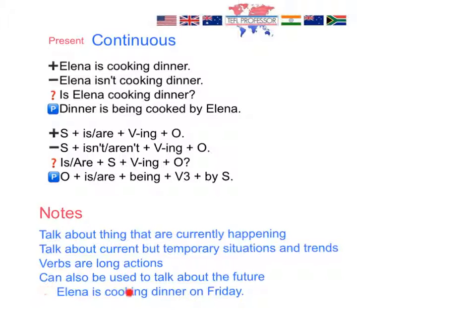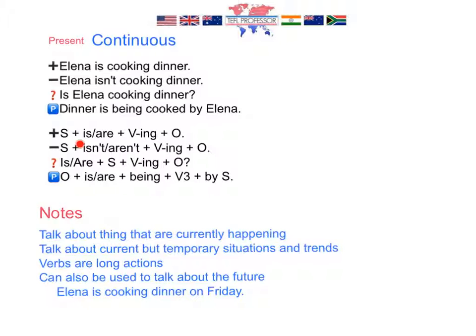It can also be used to talk about the future. As you see here, Elena is cooking dinner on Friday. If we add a future point of reference there, then the present continuous is used for the future. For the normal present continuous, there is no time reference, which is just Elena is cooking dinner.